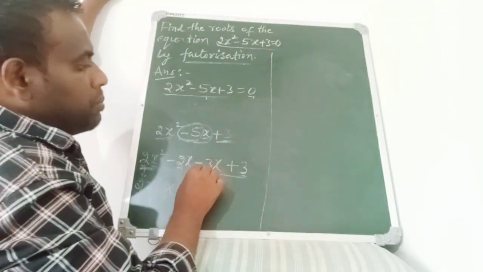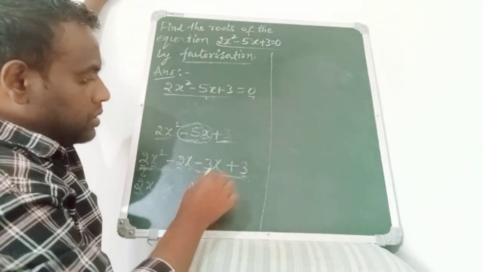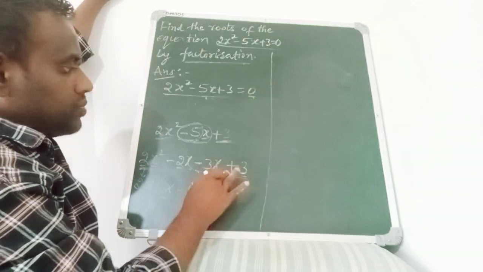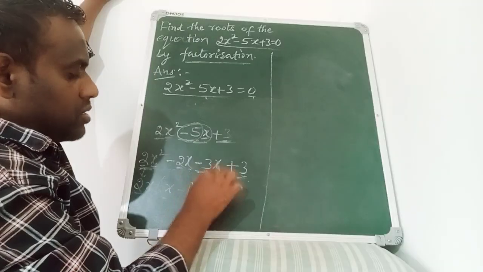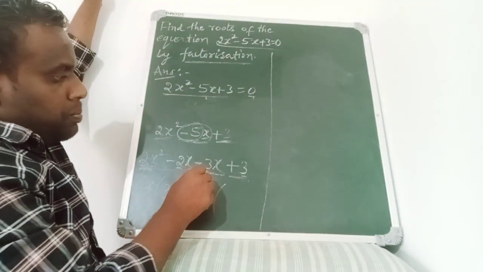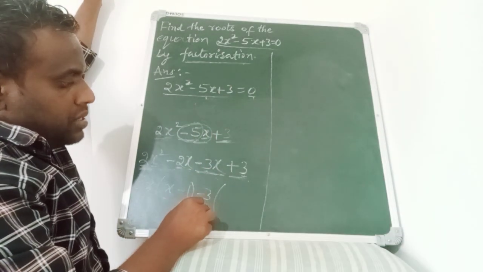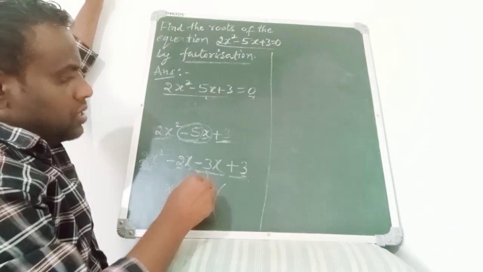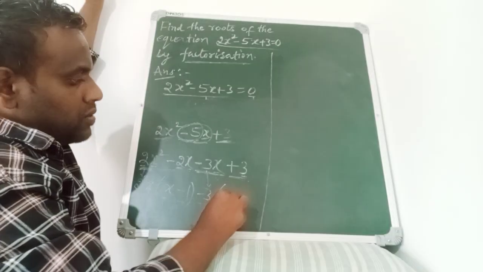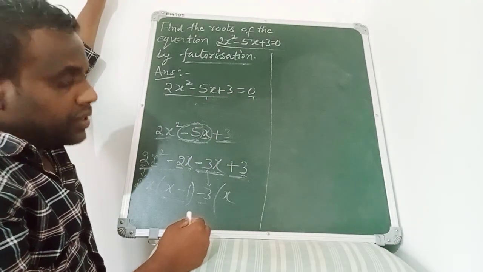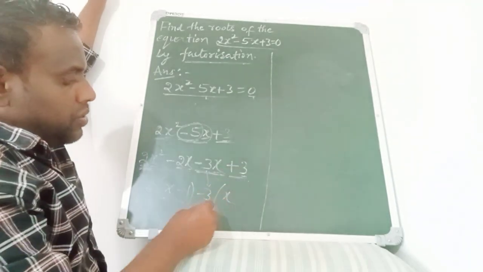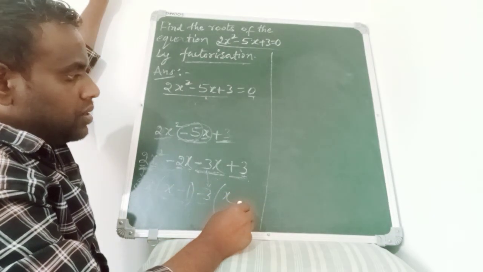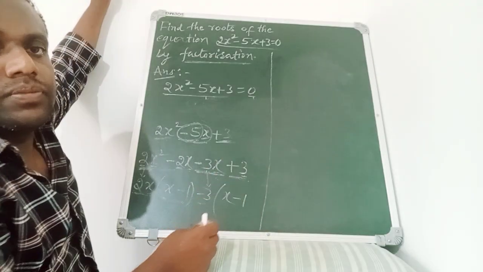So from these two, I am taking minus 3 as the common. Minus 3 as common, so open the bracket. Now consider this part, minus 3x. From minus 3x, I have taken minus 3 as common, so what is left? x. Now here, when minus 3 is common, what is left here? Minus 1.